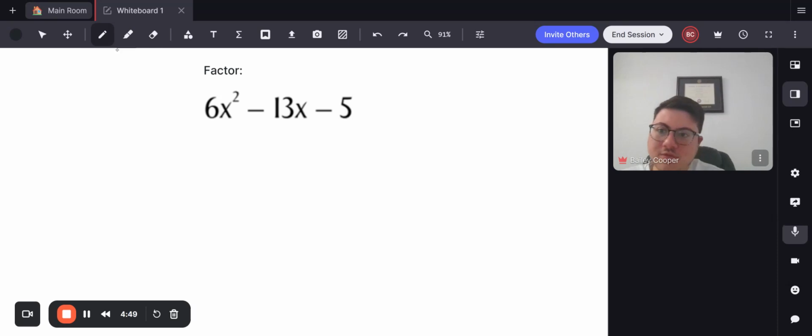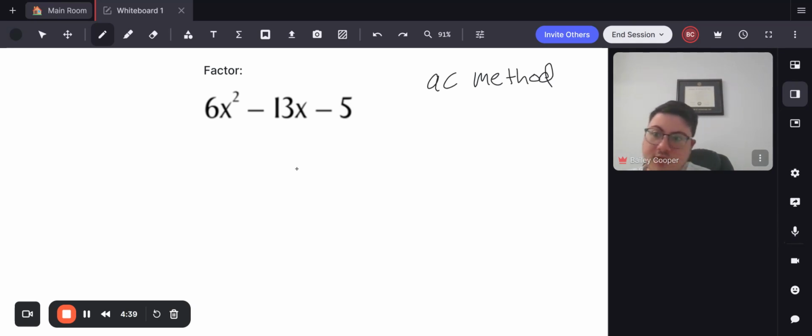So today we're going to be using something called the AC method. It's called that because of its very first step. This expression is in standard form. Standard form for a quadratic expression looks like this: ax squared plus bx plus c.